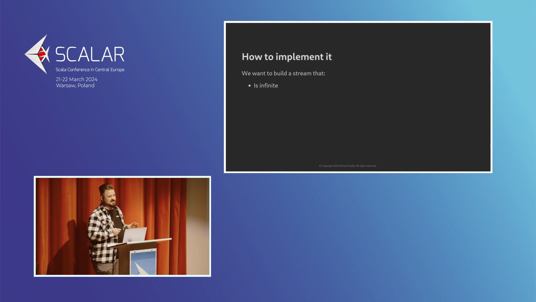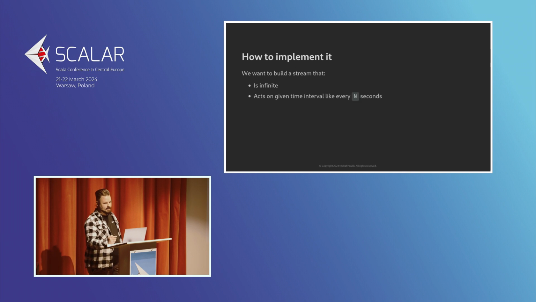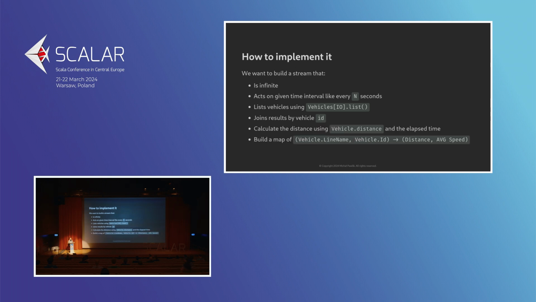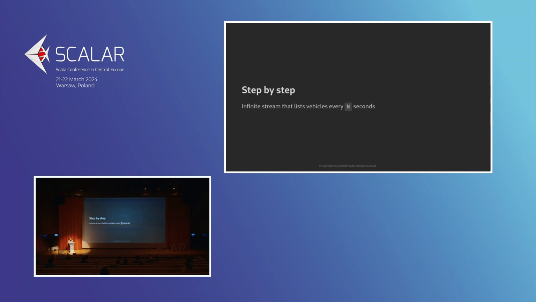So we will have a stream that is infinite, because we don't want to be fixed at any number of measurements as of yet. It acts on every n seconds. It will use the API that we have just implemented a while ago, the one that produces the vehicles rather than records. It will need to join the results by ID, because the results are not sorted, so you need to look up by the key underneath to have the matching vehicles. After that, we will just calculate the distances and build something that we can then read and calculate an average or something. But let's go very step by step.